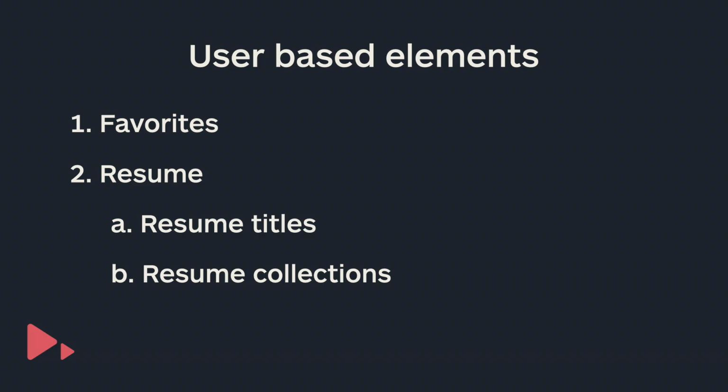If your content is something that should be consumed in order, like a course or lecture series, where users progress module by module, then using the resume collections element makes sense. It ensures they retain progress and continue sequentially. If your content doesn't follow a set sequence, then the resume titles element might be the better option.